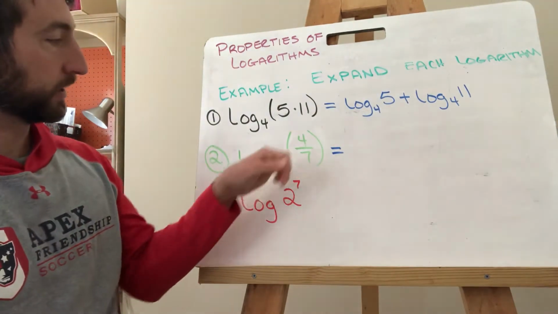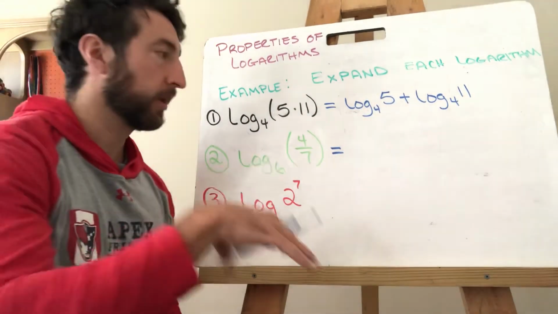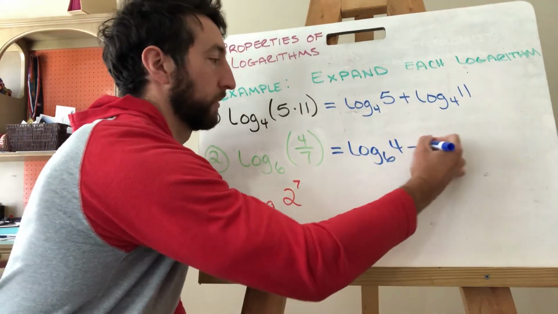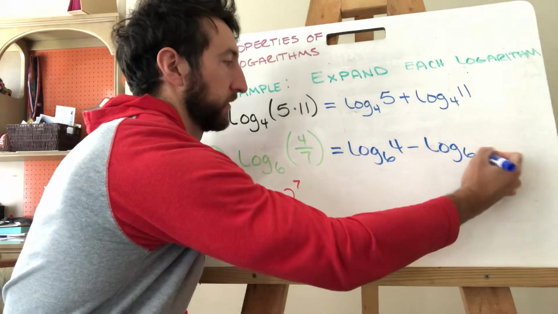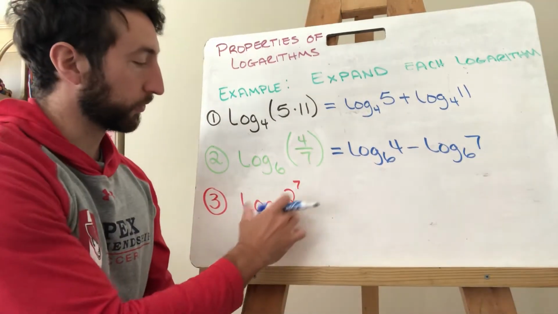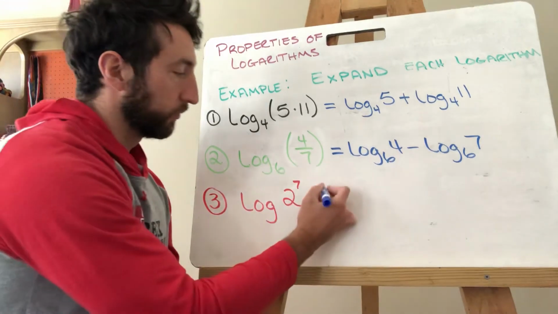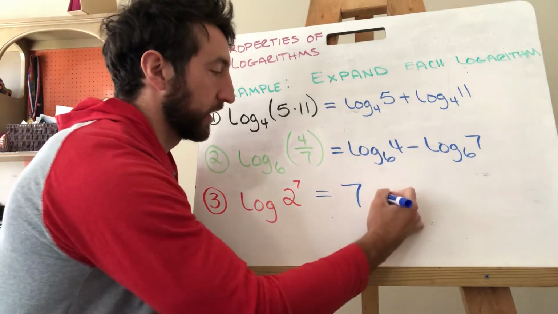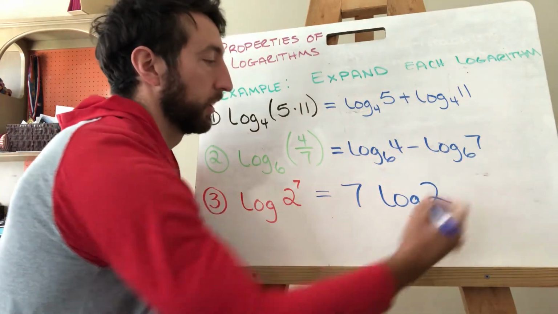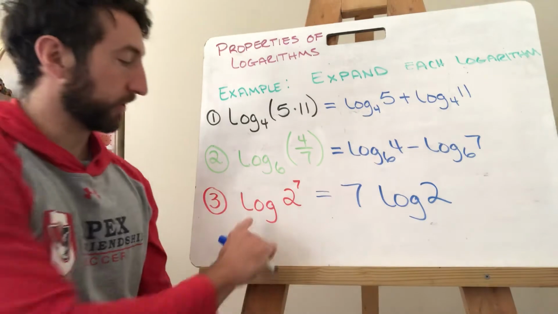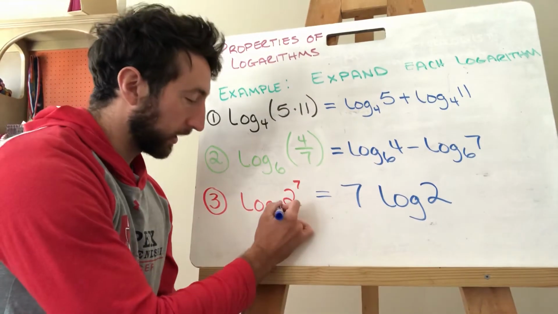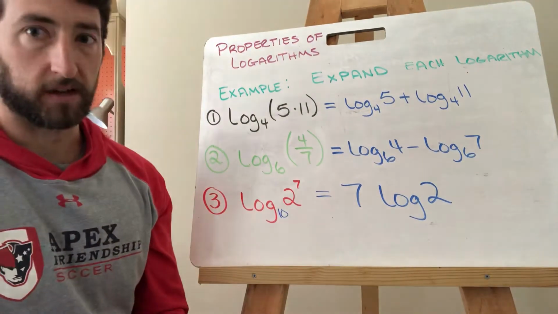So same thing here, we've got division. So remember, division becomes subtraction. So it'd be the log base 6 of 4 minus the log base 6 of 7. And then our last one, we're using our power rule. We've got a 7 out here. We just move it out front. So it'd be 7 times the log of 2. Now, one thing I do want to point out for this one, it just says log. So whenever it just says log, it's implied that it is base 10.